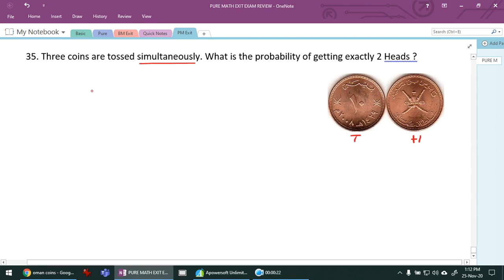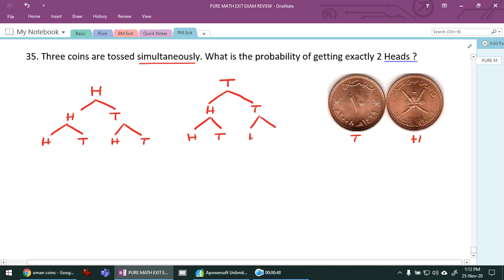So first let us assume that we got head. Then in the second we got head or tail. Third time we got head or tail. Here also maybe head or tail. Again we can start with tail. Maybe first time we got tail, then head or tail, then the third time head or tail. Here also head or tail. So now you have to write the sample space.